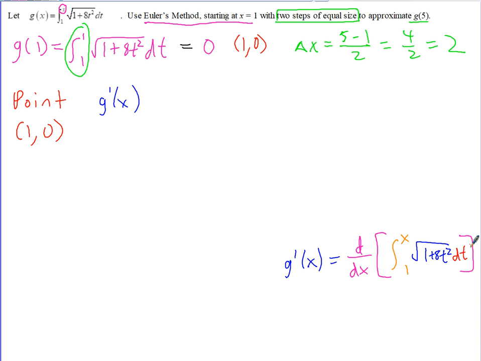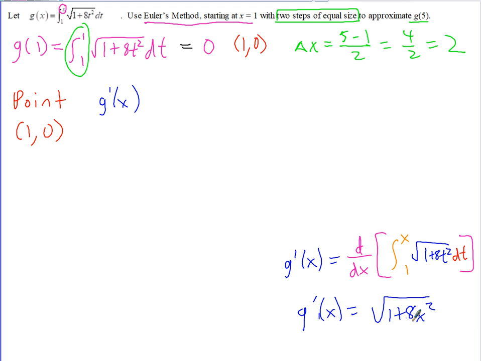Remember, this is the second fundamental theorem of calculus. Derivatives and integrals are reverse operations, or you could say inverse operations. They reverse each other. This one fits exactly because the lower limit is a constant and the upper limit is just x. Since they reverse each other, they essentially cancel each other out. The only thing that changes is that the variable x replaces the variable t. So g prime of x is just going to be the square root of 1 plus 8x squared. Otherwise, the function doesn't change except that x replaces t.